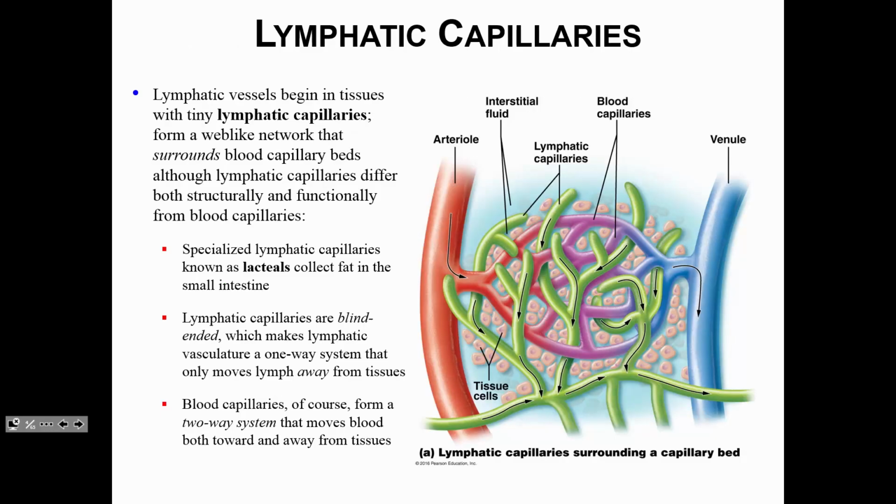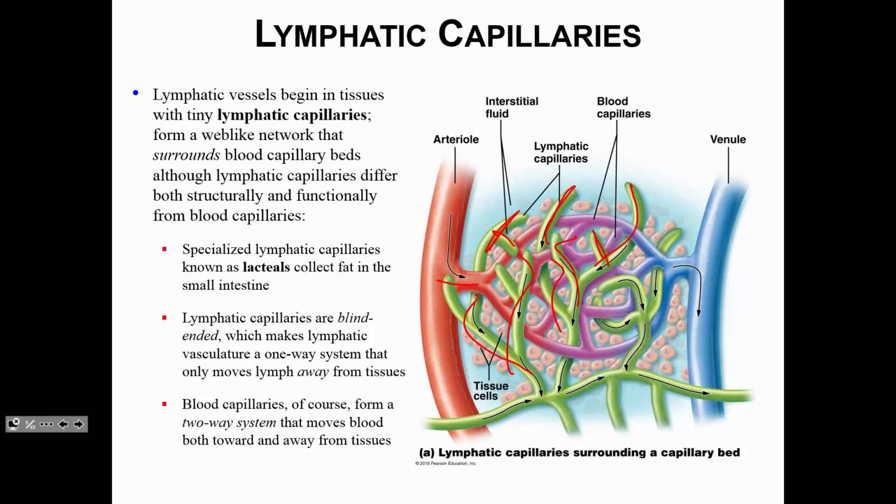All right, so let's look at lymphatic capillaries. These vessels start in tissues with tiny capillaries. They form a web that surrounds the capillary bed. Although they are different in structure and function from the blood capillaries, they are in the same location. You can see all the green here, that's what we're talking about. These are the lymphatic capillaries.